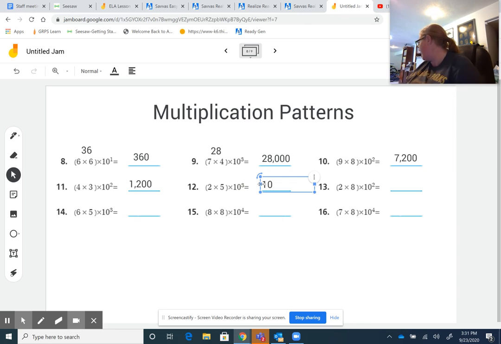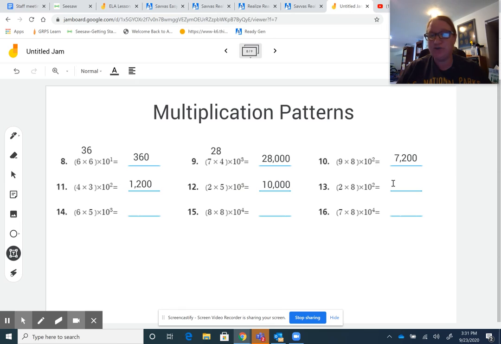And we're going to multiply that by the third power of 10. So we actually need 3 more zeros. And then that gives us 10,000. The next one says 2 times 8, and that is 16, times the second power of 10, so 2 zeros. That gives us 1,600. Number 14 says 6 times 5.